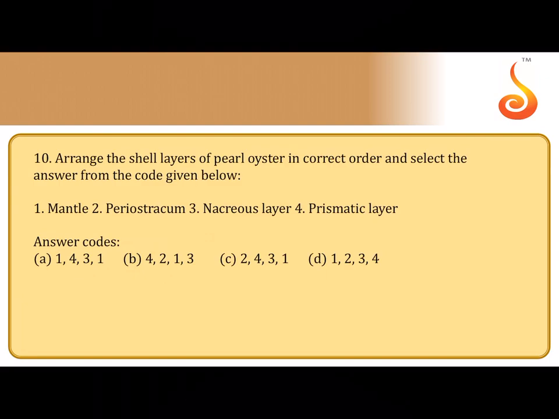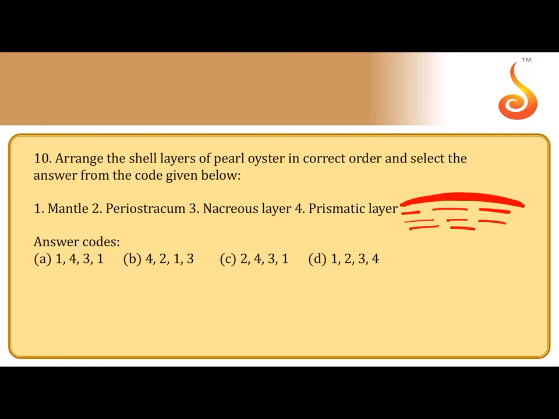Arrange the shell layers of a pearl oyster in the correct order. Now if you take a shell of a pearl oyster and take a section of it and observe it under the microscope, the shell will have a translucent brownish green layer on the outside. It is very thin. It is referred to as the periostracum, and inside the periostracum it will have another layer which is referred to as the prismatic layer.